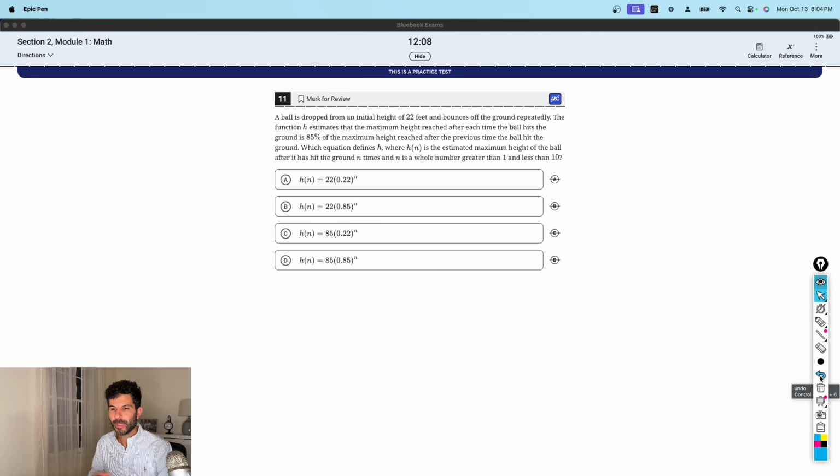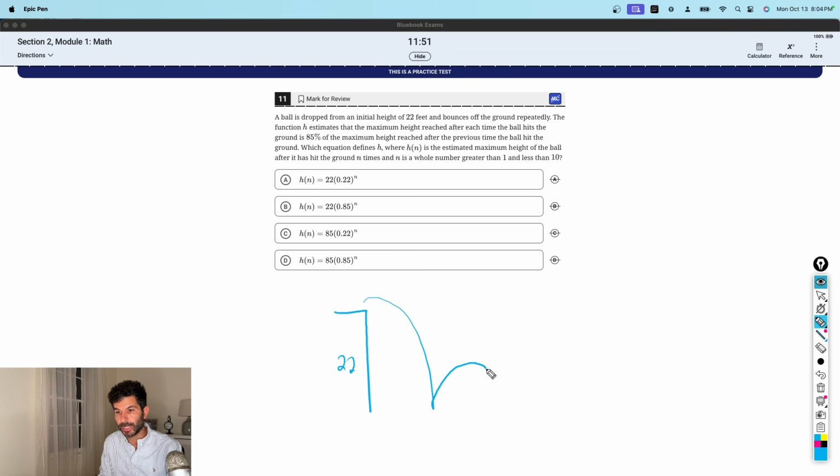11. A ball is dropped from an initial height of 22 feet and bounces off the ground repeatedly. So we can think about that right now. You're 22 feet above ground and you're throwing a ball and it's just going to hit the ground and kind of do something like this, right? Totally realistic, right? The function h estimates the maximum height reached after each time the ball hits the ground is 85% of the maximum height reached after the previous time the ball hit the ground.